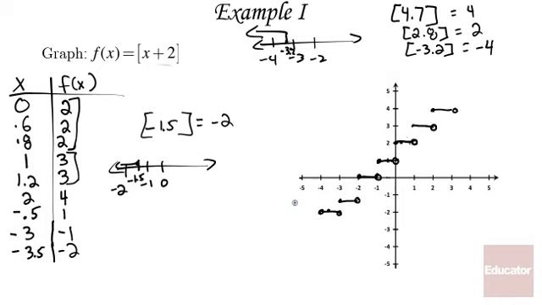And you can see how this is a step function. So you just have to be very careful and pick multiple points until you can see the pattern, where for a certain interval of the domain, the range is a particular value. Okay, so that was a step function, and it involved the greatest integer function.